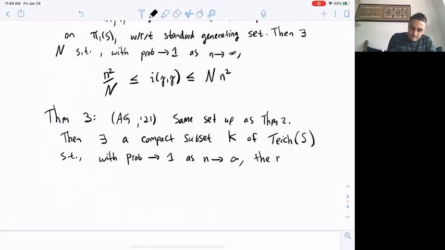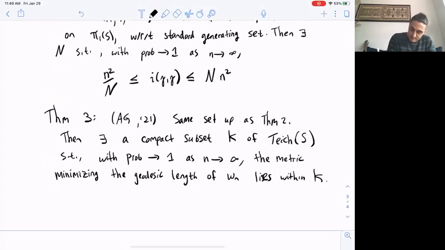the metric minimizing the geodesic length of Wn lies within K. So again, there's a companion statement here that's required in order for this sentence to make sense. It's very much like Ty's question above. How do I know that there is a metric that minimizes the geodesic length of a given curve?